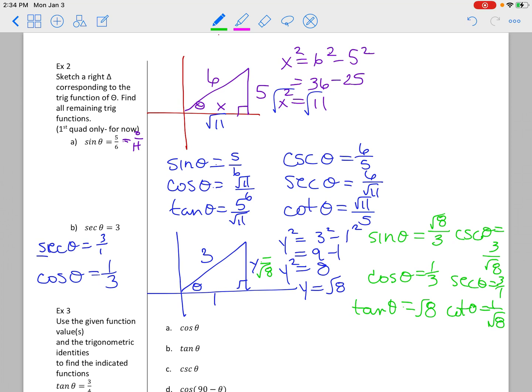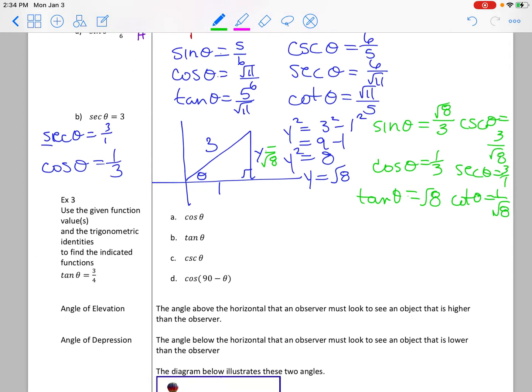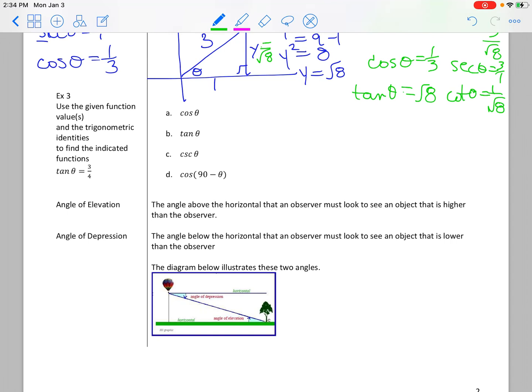Okay. We're almost done. Use the given trig function values in the trigonometric identities to find the indicated. So the tangent is 3/4. Okay. So in a triangle, same thing. This is theta. Opposite side's going to be 3. Adjacent side's 4. Well, I know right away this is going to be a Pythagorean triple, and that means that this side is 5. It's a 3, 4, 5.